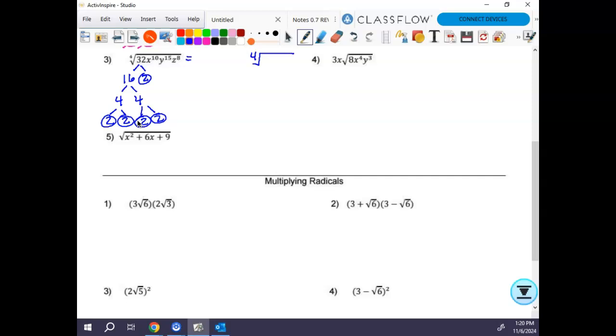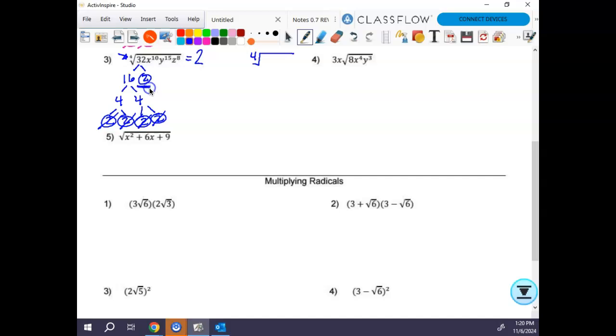I could have started with 4 and 8. I could have, and when I got to 16, I could have done 2 and 8. It doesn't matter. In the end, you should have five 2s there. That's all that matters here. So this is the fourth root. So how many 2s do I have to look for? 4. 1, 2, 3, 4. When I find four of them, they get to come out as a single 2.